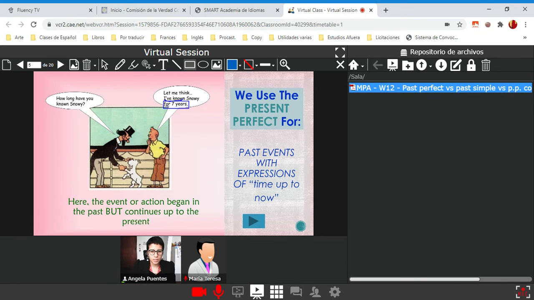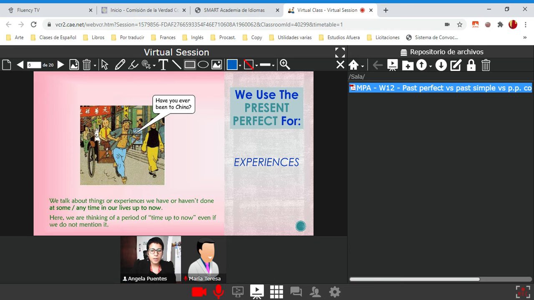Good, like in this example. Okay, and the other one that we have is experiences. When we talk about situations that we have or we haven't completed at some time in a point of our lives. Questions like, have you ever been to China? Have you ever eaten sushi? Have you gone abroad? How many times have you gone abroad? These kinds of questions, we use them with the present perfect.